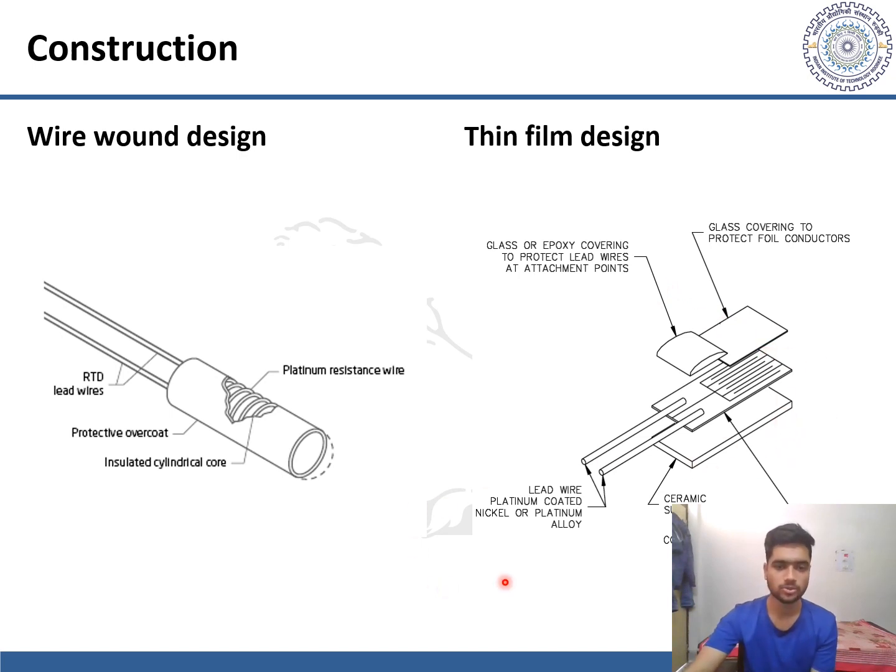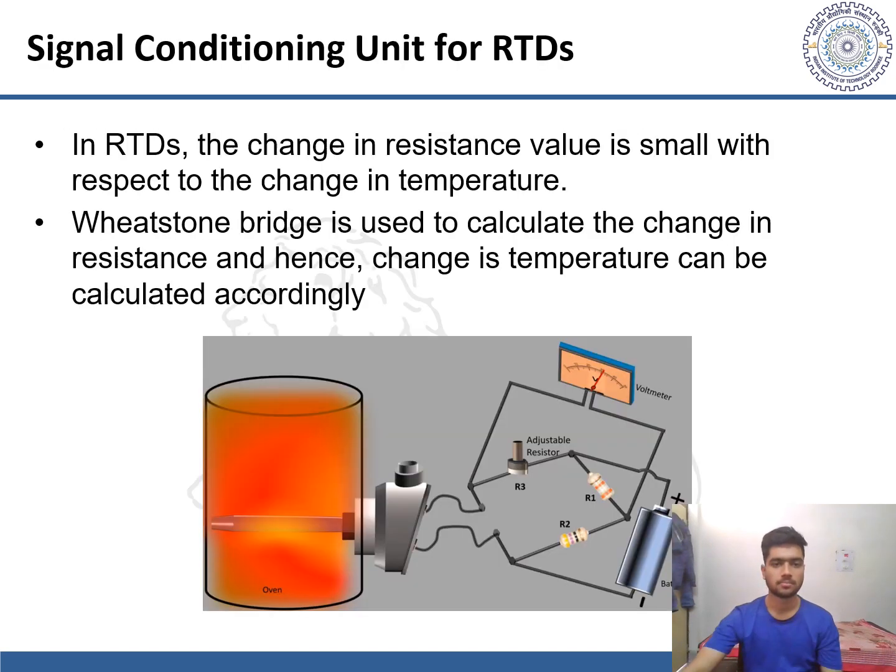The ceramic has to be used to increase the structural strength, as the wire is not a mechanically sturdy material and may break or get damaged when exposed to mechanical stress or vibrations. Also, the RTD is placed inside a changing temperature environment, so the insulation is also required.